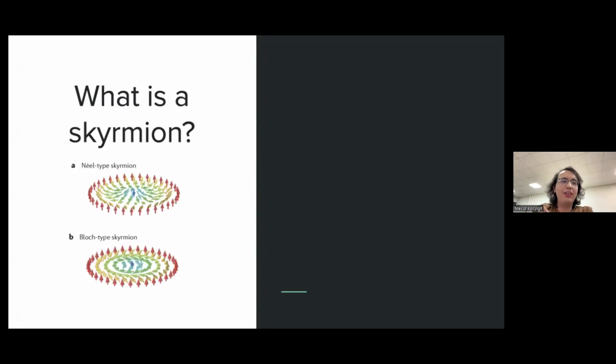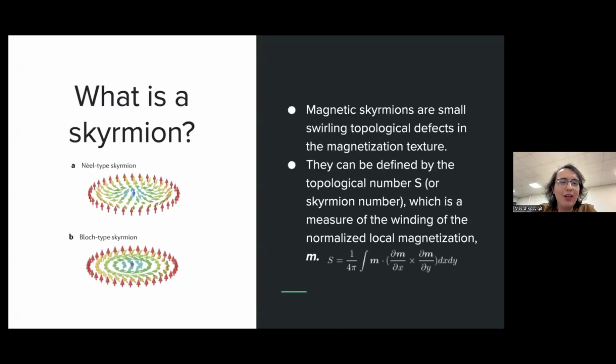Let's give a very short introduction about what a skyrmion is. Magnetic skyrmions are small swirling topological defects in the magnetization texture. They can be defined by the topological number S, and here's a big formula for it, which is a measure of the winding of the normalized local magnetization. Of course, there are many more details about skyrmions, and they are very complicated quasi-particles, but this small overview is enough for this paper. Additionally, in this paper, only Néel-type skyrmions are used.